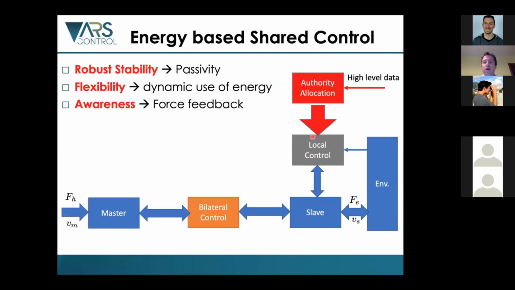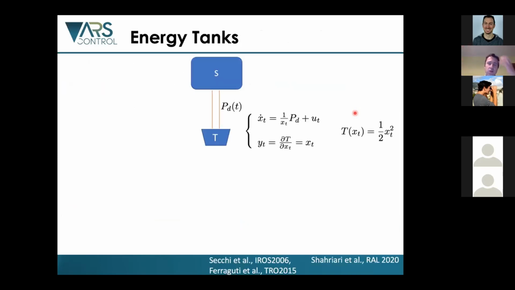And how do we decide the local control? The local control is not fixed. It depends on this red box, which is the authority allocation or shared control block, where I want all the high-level data that I collect to be processed using some very nice high-level architecture. I don't want to deal with low-level details, like whether my robot is torque controlled. The authority allocation block, in my view, is something that takes into account things at the task level: do this, do that. So how can we implement this in a passive, flexible way, with good force feedback?